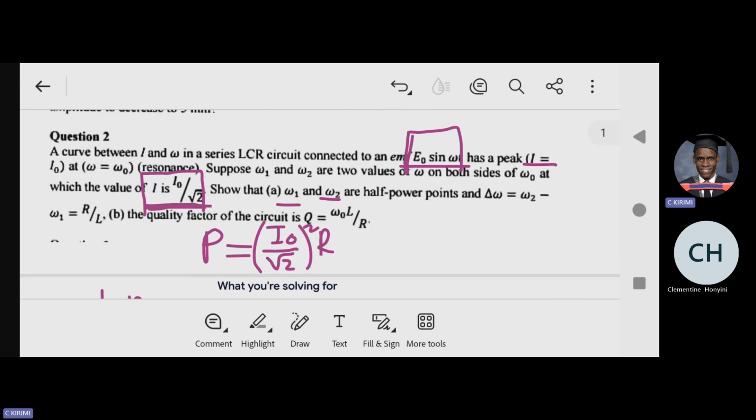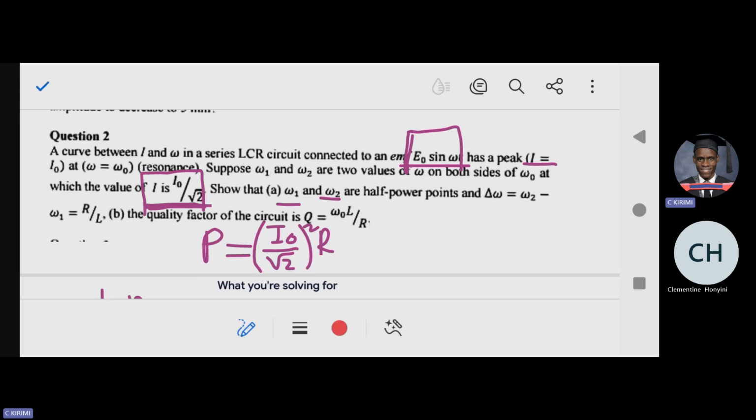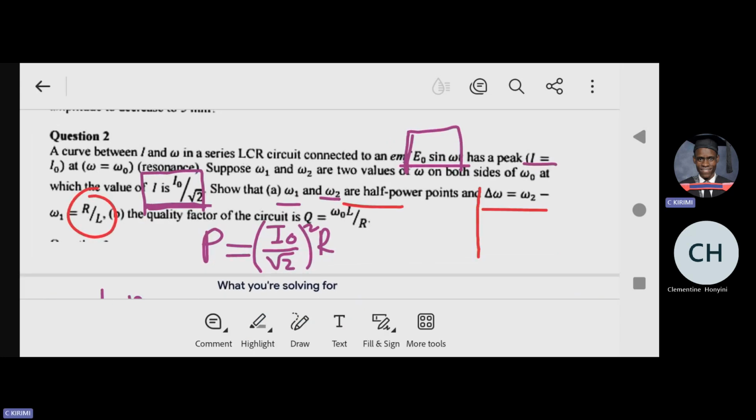So in our next session, we are going to touch 2B, which is a long derivation again of showing that the quality factor of a circuit is Q is equals to W naught L over R. So we'll be showing this one again. In the meantime, let's write those two parts for showing half power points and for showing that these two are equals to R over L. I have shown it now. So we have a lot to write down, and we continue tomorrow with this last part for B, and we start with question number 3.